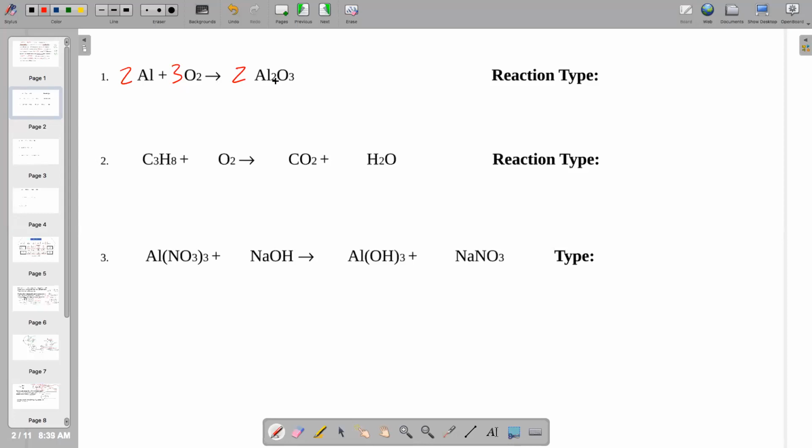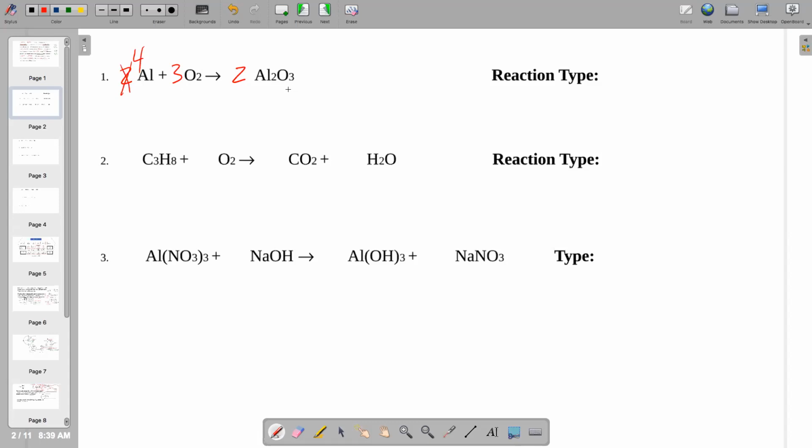By putting the 2 in front of the Al2O3, now that has 4 aluminums on the right, but there's only 2 on the left. So that 2 is actually not correct. That had to be 4. So 4 aluminums and 3 oxygens make 2 Al2O3.